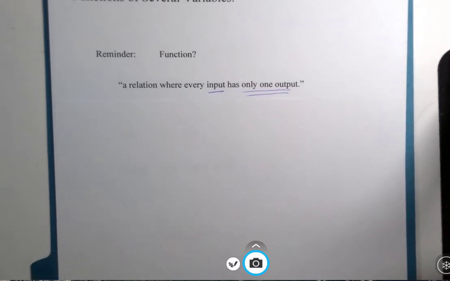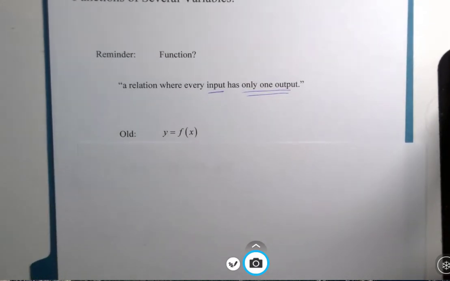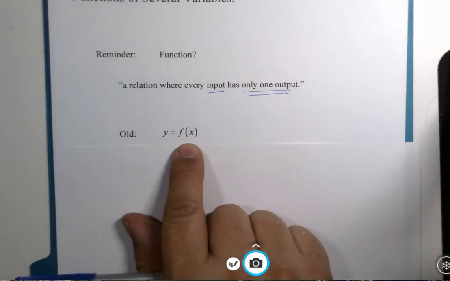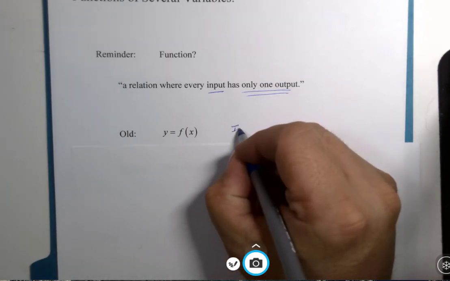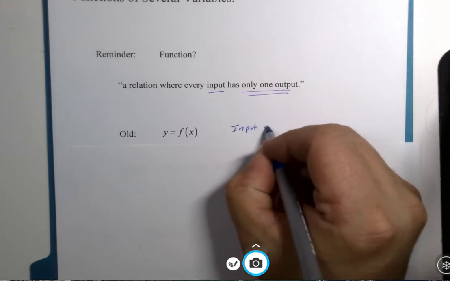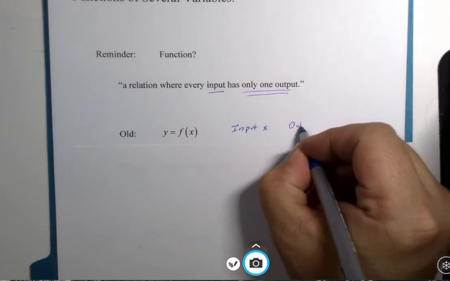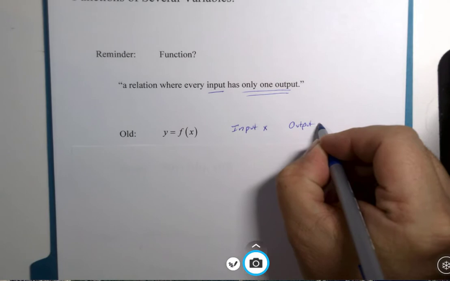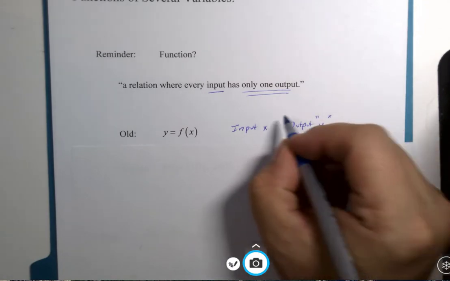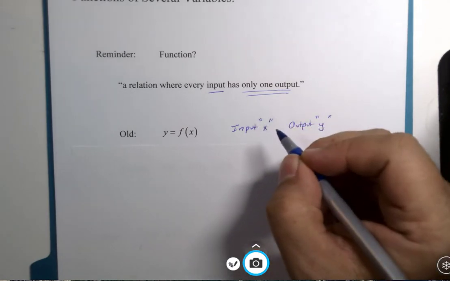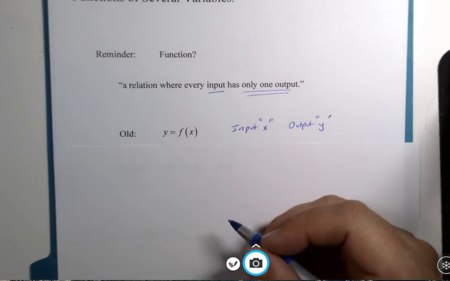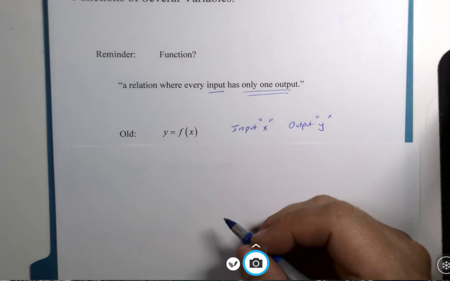So the concept we started with, our old version of it, was you have y equals f of x. So you have your input x and your output y. But I'm going to just put quotes on those because they don't have to be x and y. Only math teachers do that. In the real world, there's other variables used, probably not x and y.